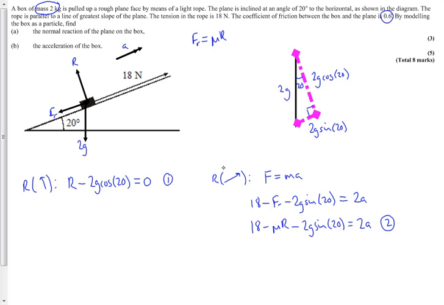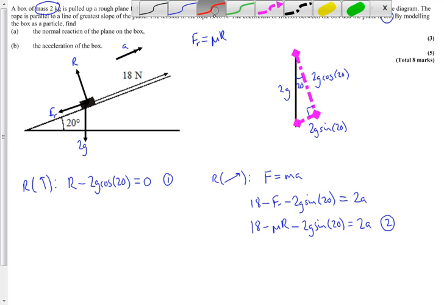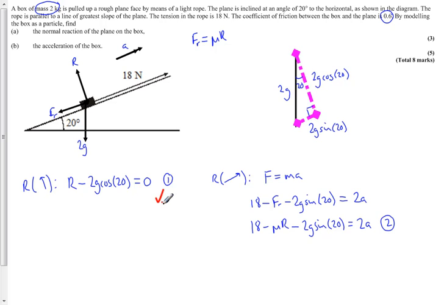Okay, so the first part of this video we just resolved the forces and got these two key equations here: perpendicular to the plane, equation 1, and parallel to the plane in a direction where there was motion or acceleration, equation 2. So we now need to solve that. The first part asks us to find the normal reaction, R. Key point, we've already earned 2 marks for that, so we've only got 1 more mark to get by solving it.